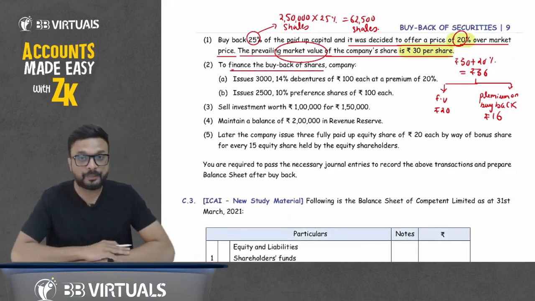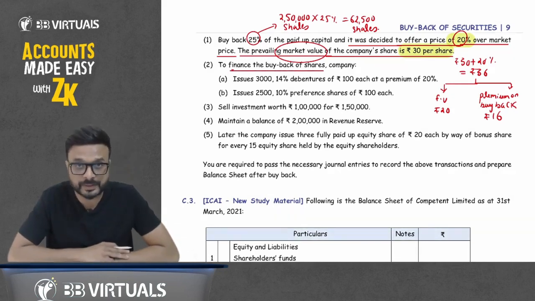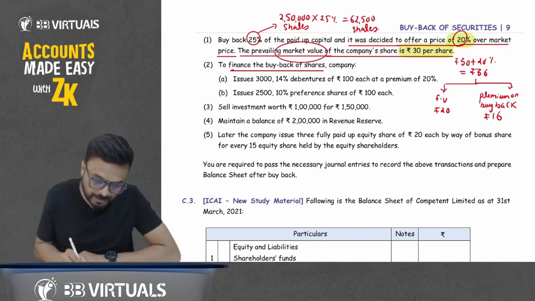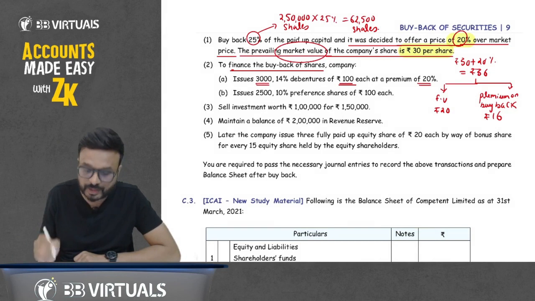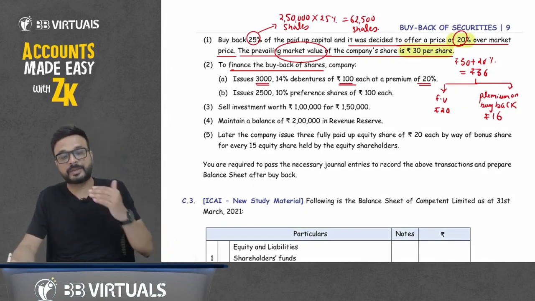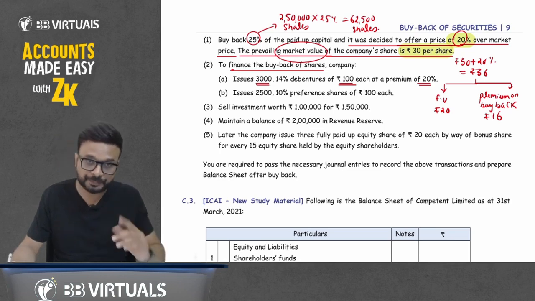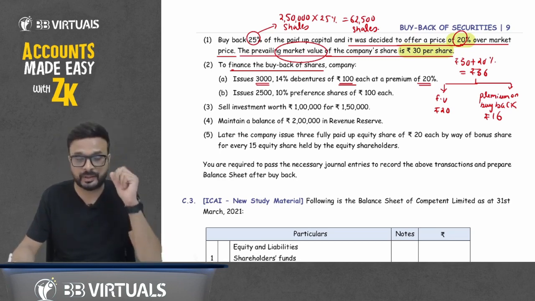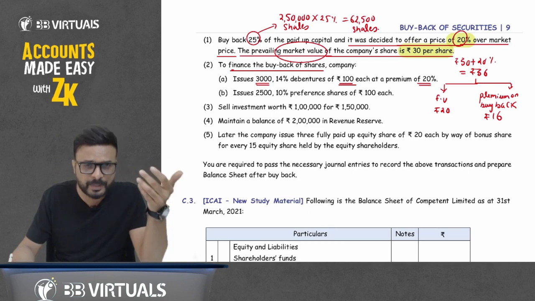To finance the buyback of shares, the company issues 3000 14% debentures of rupees 100 each at a premium of 20%. What does it mean? It means they are issuing 3000 debentures in the market of rupees 100, at a 20% premium. Remember that there is no restriction on issue of debentures.